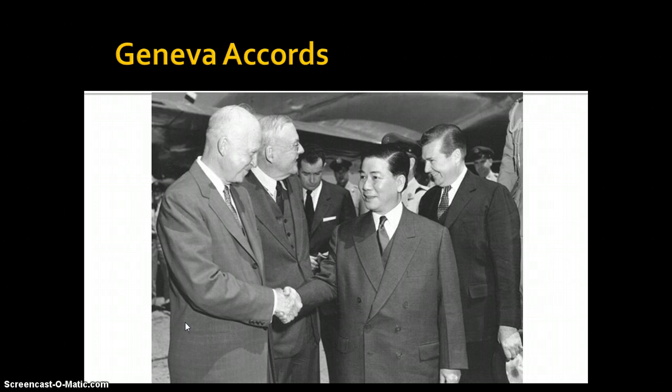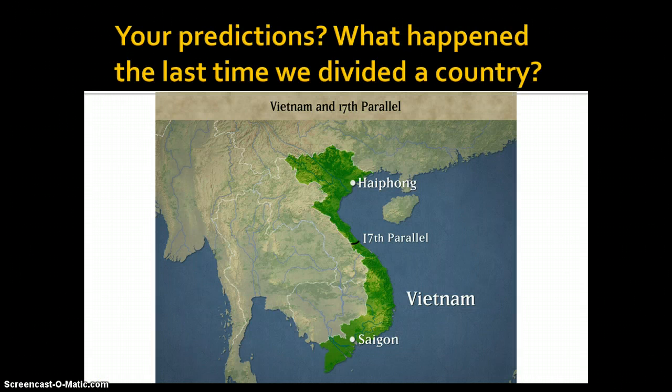Eisenhower turned the other cheek. He approved this. We didn't follow those Geneva Accords, but he then began to increase aid to South Vietnam. And so I have a final question for you. What are your predictions? What happened the last time we divided a country? So here's a picture of the 17th parallel, North Vietnam, South Vietnam.